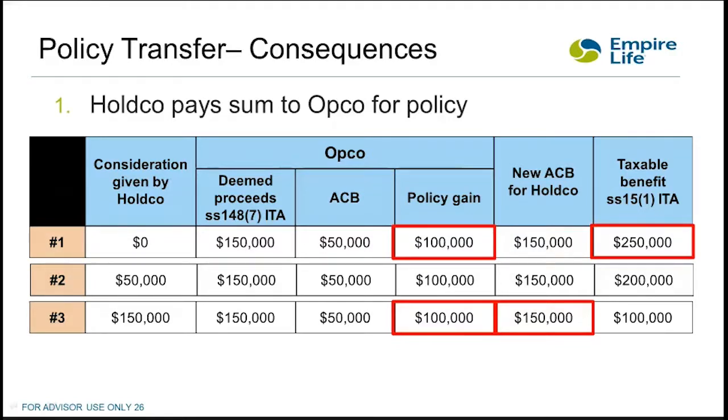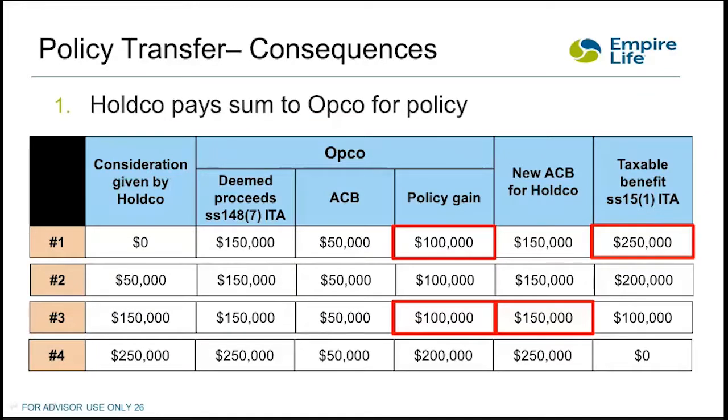And when we go up to consideration given by holdco of $250,000, then we have a change. The deemed proceeds are now the highest of those three amounts. In this case, it will be the consideration given of $250,000. This results in a much larger policy gain, higher ACB to the holdco, and of course eliminates the taxable benefit by having paid the full fair market value for the policy. So again, the non-arm's length transfer rules don't eliminate the potential for a taxable benefit. It simply depends on what consideration, if any, is given for the policy.